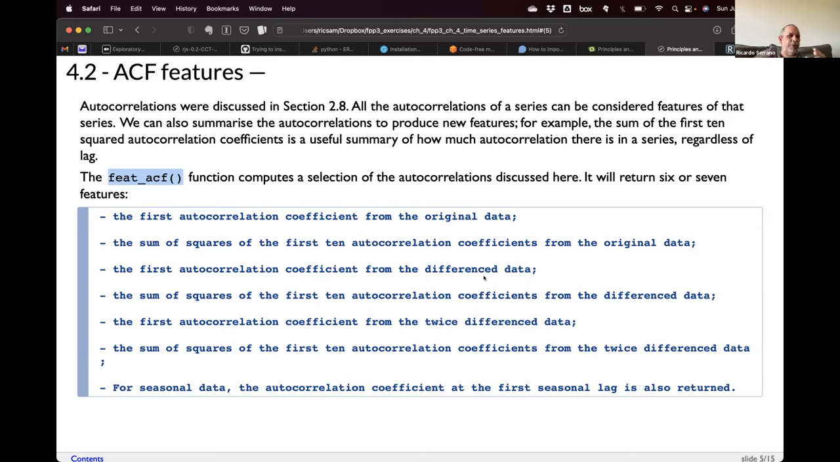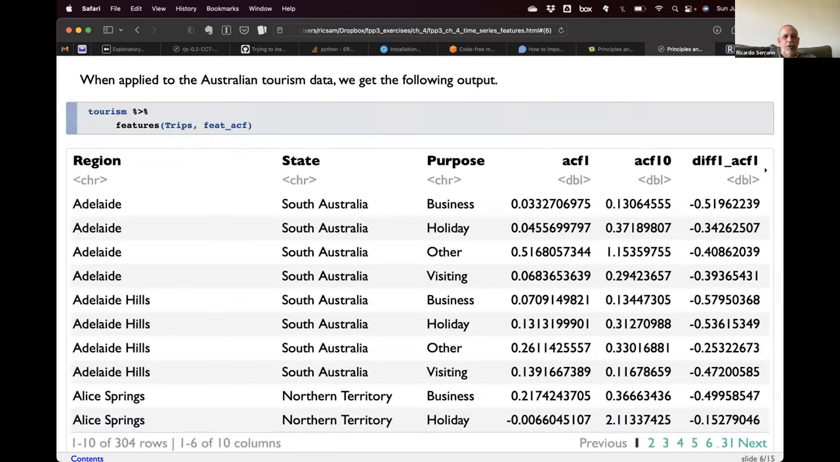For example, you have the first autocorrelation coefficient for the real data, the first autocorrelation coefficient from the difference data, the sum of the squares of 10 autocorrelation coefficients, and so forth, okay? So I'm not going to delve too much into this, but I just want to make sure that you know that this function gives you this kind of output, following the book.